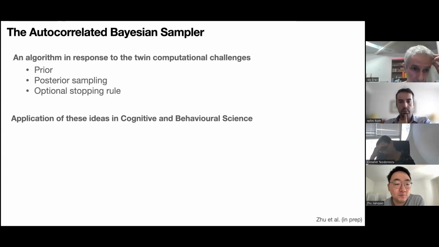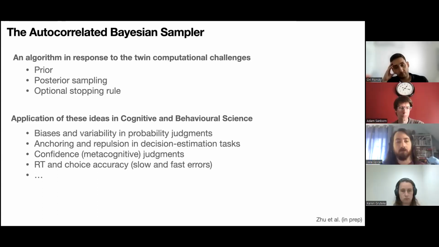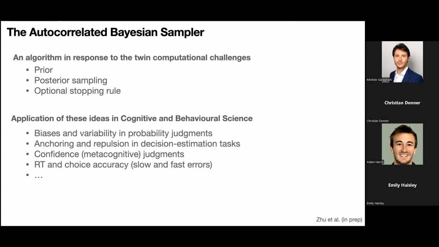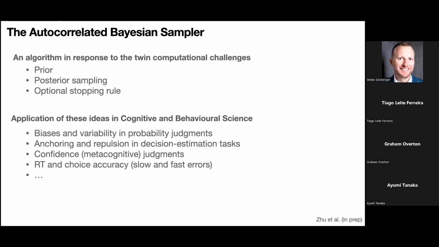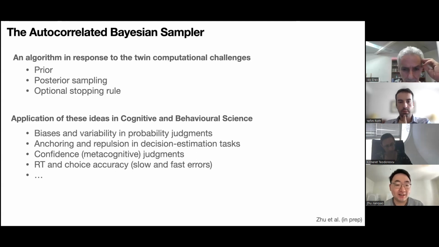And we seek to apply these ideas in cognitive and behavioral science, basically trying to explain bias and variability in lots of behavior, including probability judgment. And we can also explain many other effects, for example, confidence judgments and response and choice accuracy effects. Hopefully we have time to touch on this later on. But essentially, the variability of the behavior will come from this sampling-based approximation process, which is essentially computational noise.